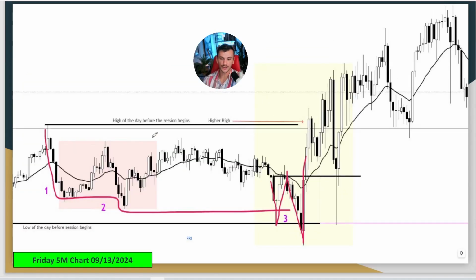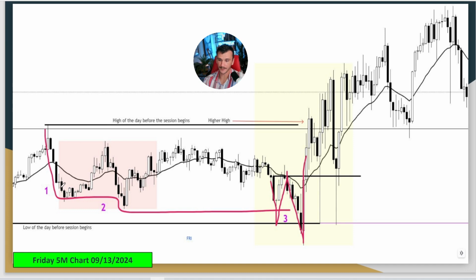All right, and then coming to Friday. We got the 3 legs down on this day as well. This was the high of the day. This is the highest point. They put in a higher high. Essentially, this is just a wick, but they tapped into previous day's high and went a little bit higher. So this is the high of the day before the New York session begins.